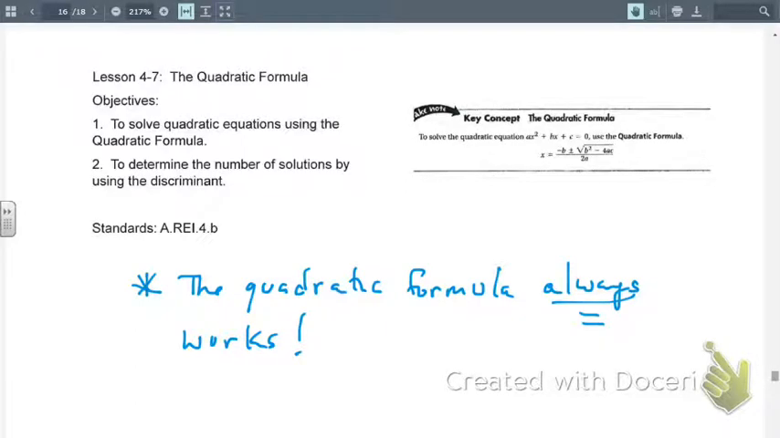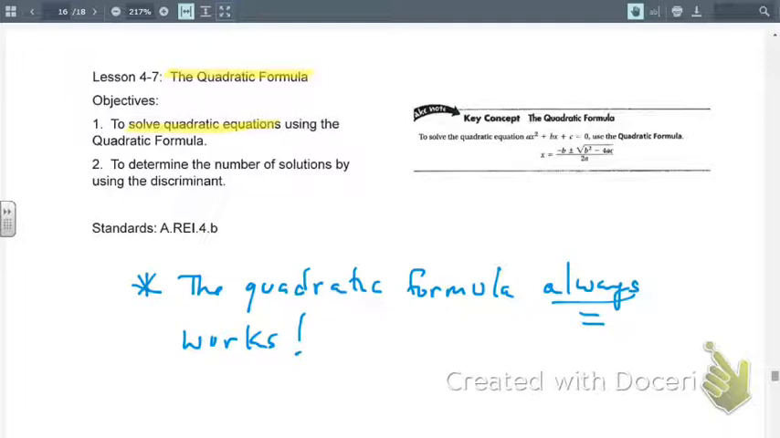Class, this is the lesson 4.7 video on the quadratic formula. The objectives are to solve quadratic equations using the quadratic formula and also to determine the number of solutions by using the discriminant. So as you can see from objective 1, the quadratic formula is another method that we're going to use to help us solve quadratic equations.